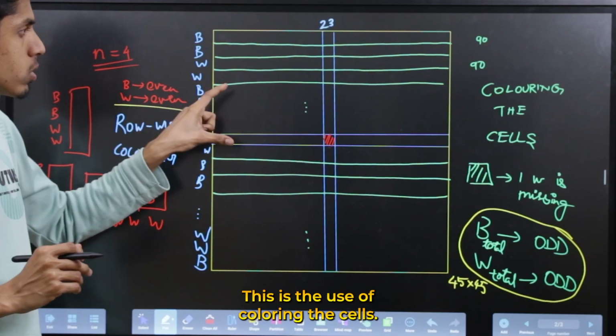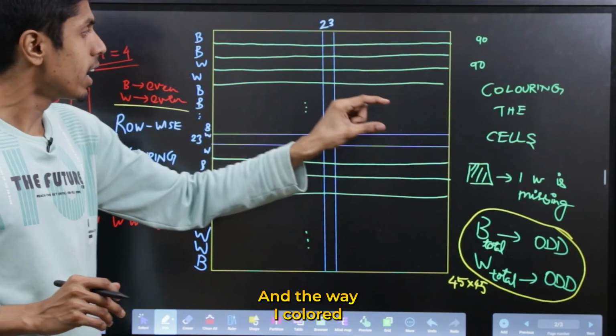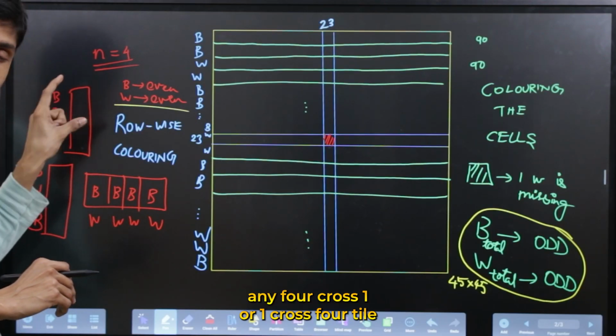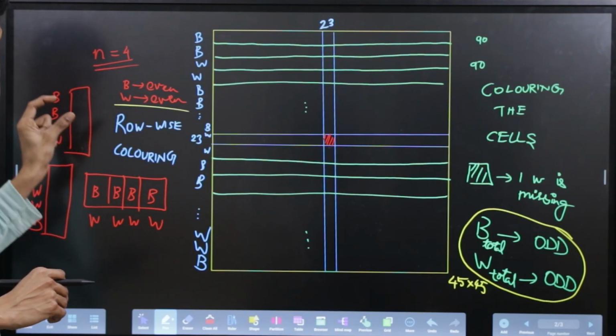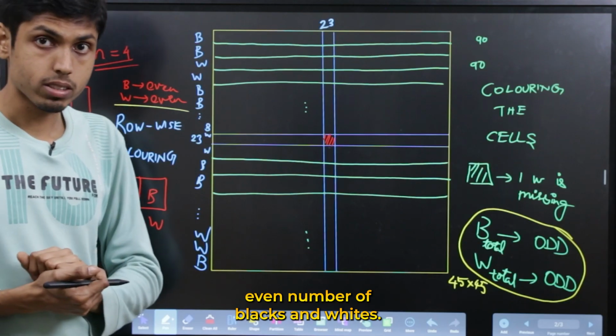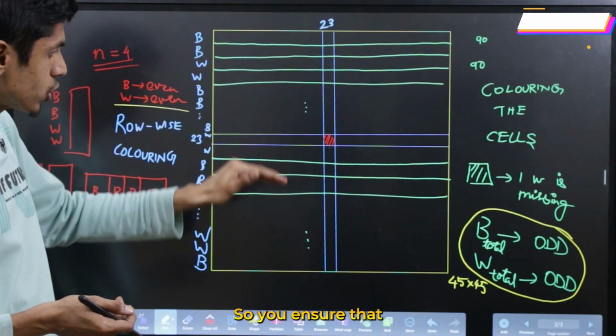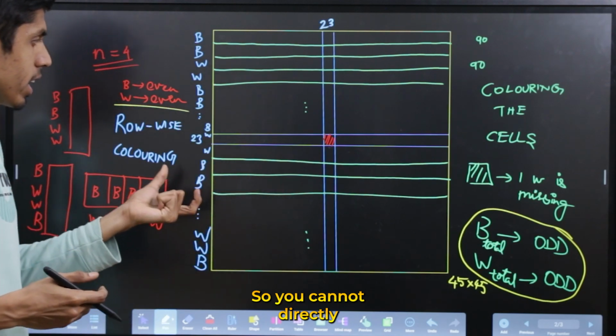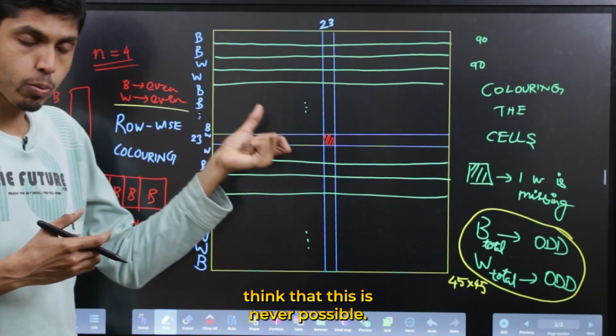This is the use of coloring the cells, and the way I colored magically made any 4x1 or 1x4 tile contain an even number of blacks and whites. So you ensure that and you arrive at a contradiction. So you cannot directly think that this is never possible.